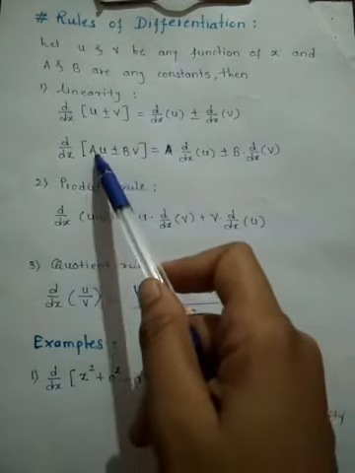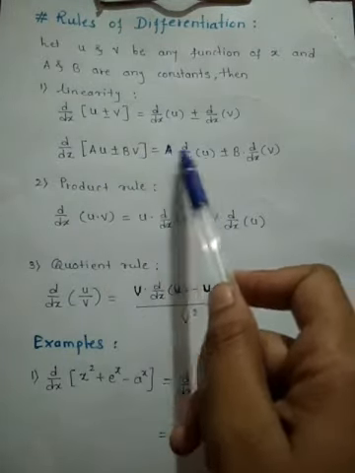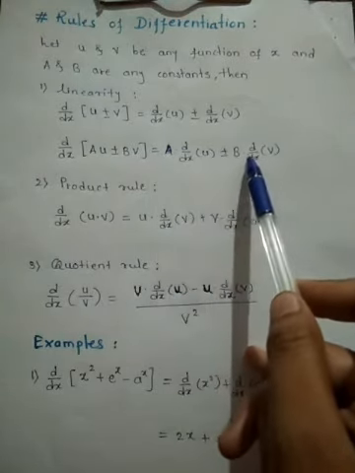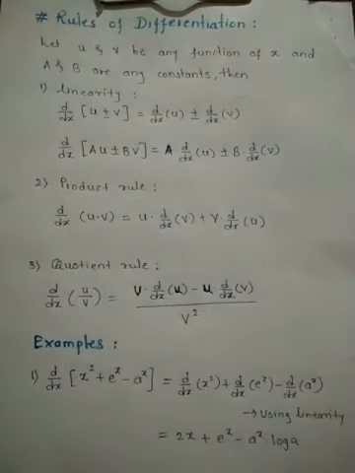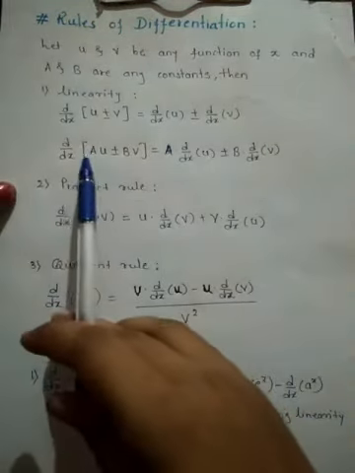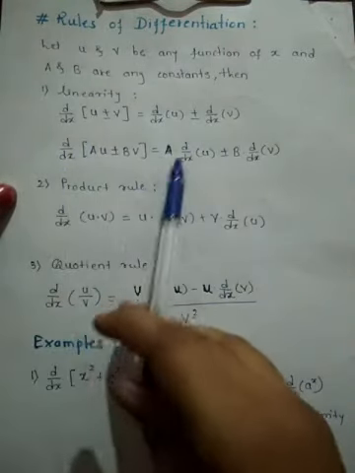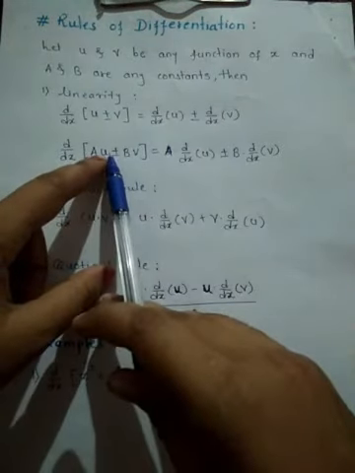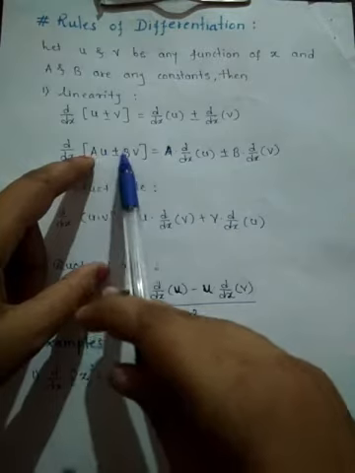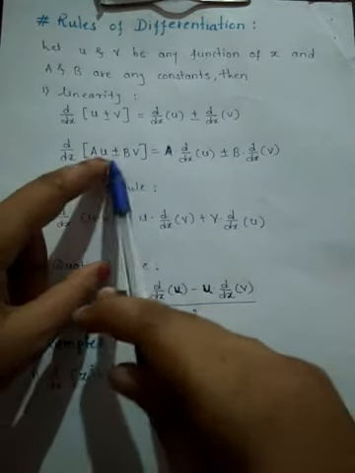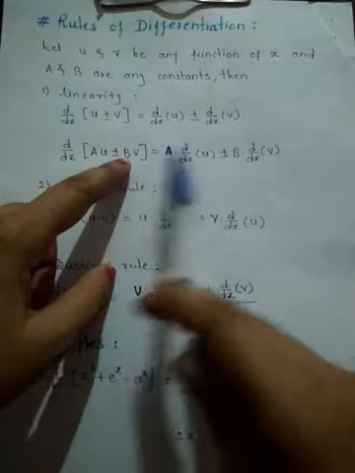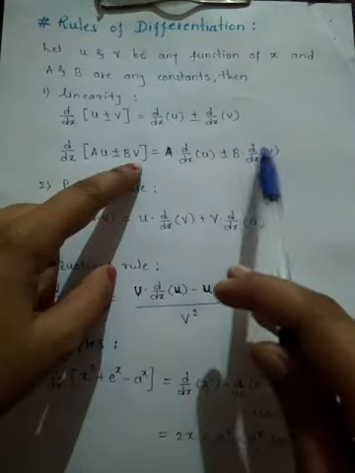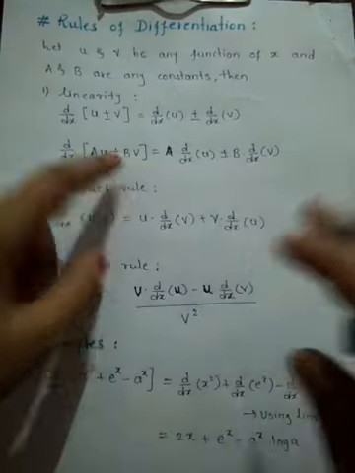But A is constant, therefore A into derivative of u with respect to x plus or minus B into derivative of phi with respect to x. See the linearity property. A constant outside, A into derivative of this function u. Note that capital A and capital B are constants. A into derivative of u plus or minus constant B outside into derivative of this function, derivative of phi with respect to x.